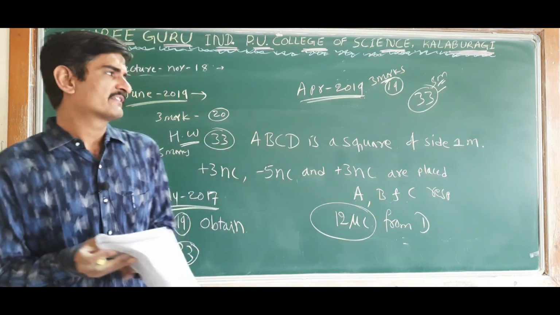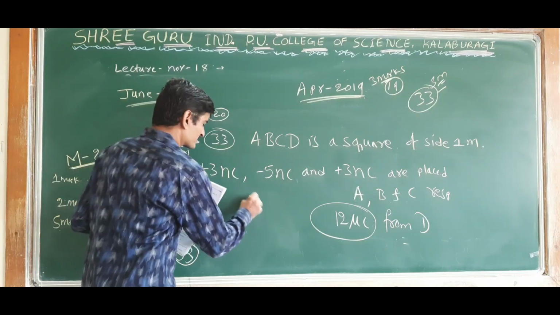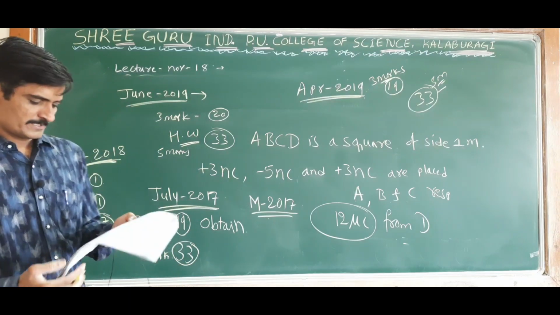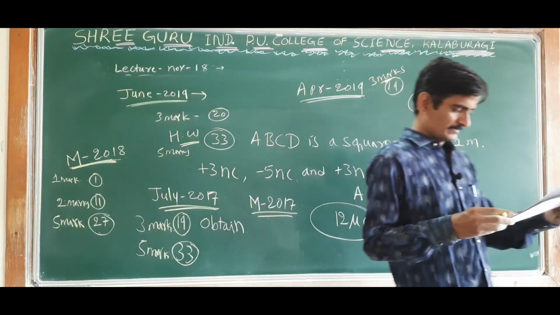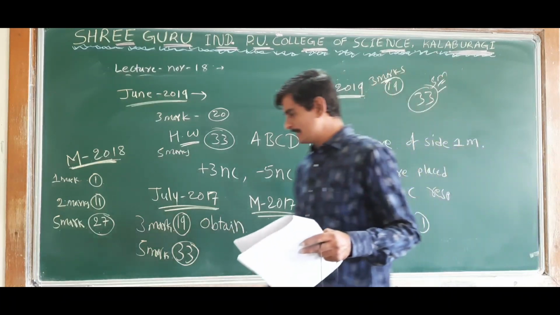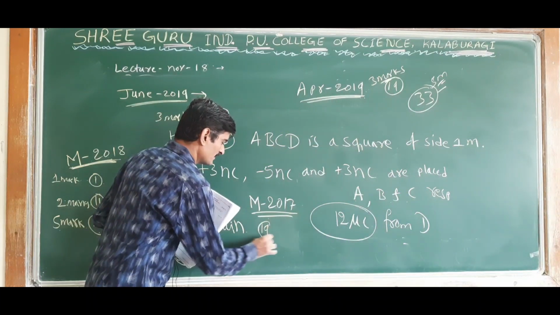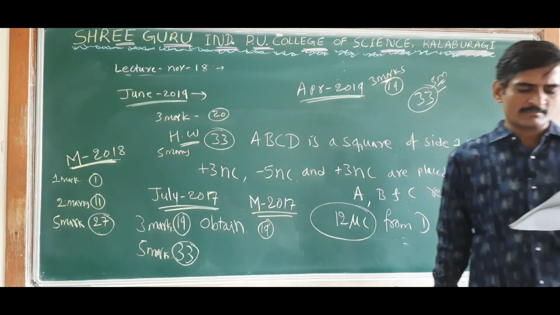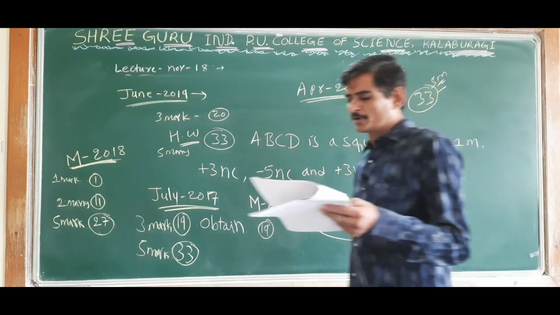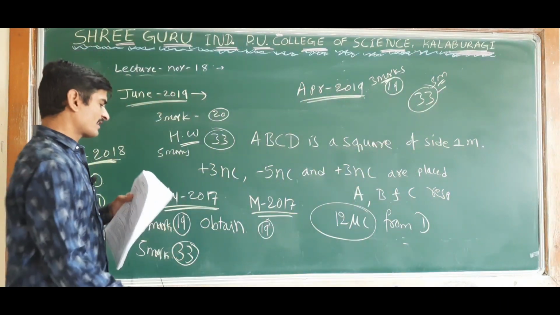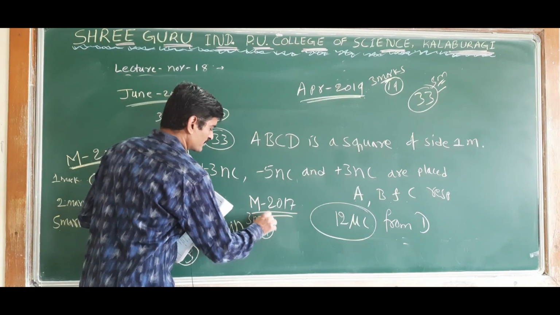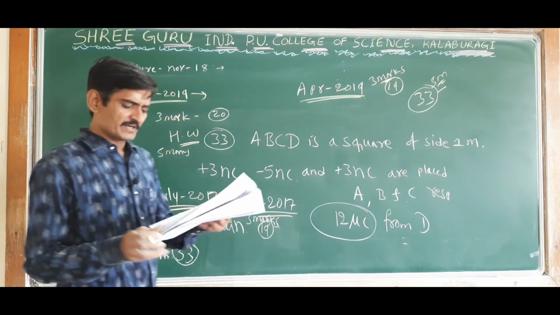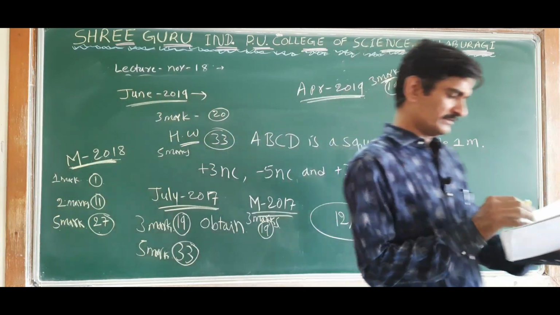Next, March 2017. Question number 19. Derive the relation between electric field and electric potential due to a point charge. This is for 3 marks. Next.